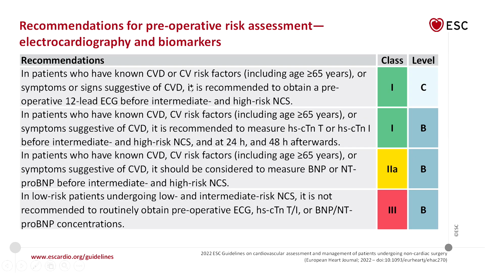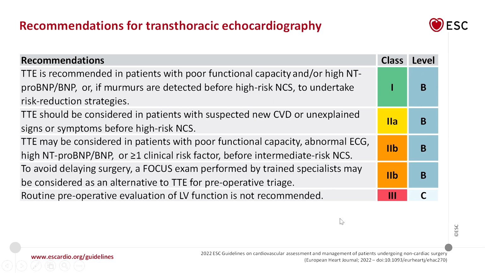In patients who have known CVD or CV risk factors, including age more than 65 years, or symptoms or signs of CVD, ECG should be done before surgery, and troponin I, or BNP or NT-proBNP should be done. And in low-risk patients undergoing low-intermediate risk NCS, it is not recommended to do ECG, troponin I or BNP. Nothing is required. And echo is recommended in patients with poor functional capacity or high troponin or NT-proBNP.